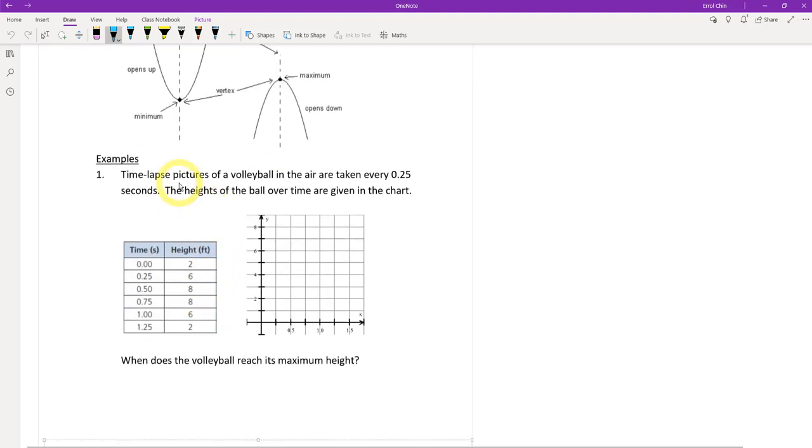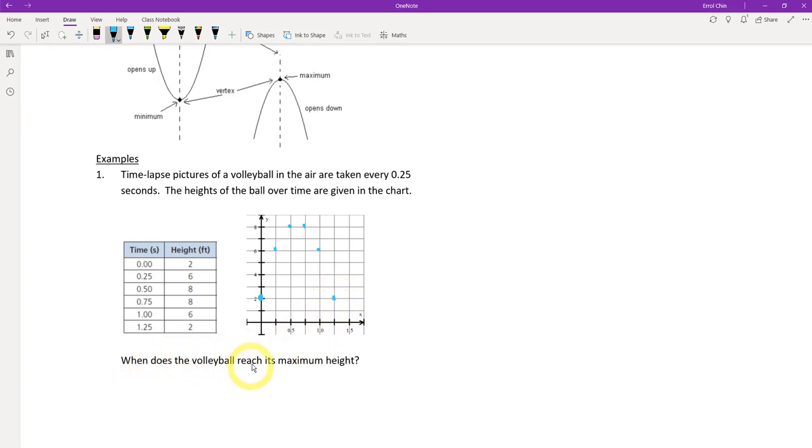It says here a time-lapse picture of a volleyball in the air taken every 0.25 seconds. The height of the ball is given in the chart. So at time 0, it's 2 feet. So my first coordinate point's there. At 0.25, it's 6 feet high. And then at 0.5, it's 8 feet. And at 0.75, it's also 8. At 1 second, it's down to 6. And at 1.25 seconds, it's at 2.